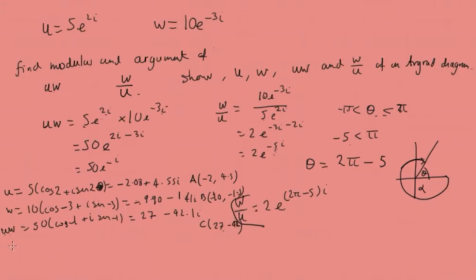And then W over U is going to be 2 cos(2π/5) plus i sin(2π/5). So that comes out as 0.567 plus 1.92i. So our final point is going to be D, and it's going to be (0.567, 1.92).